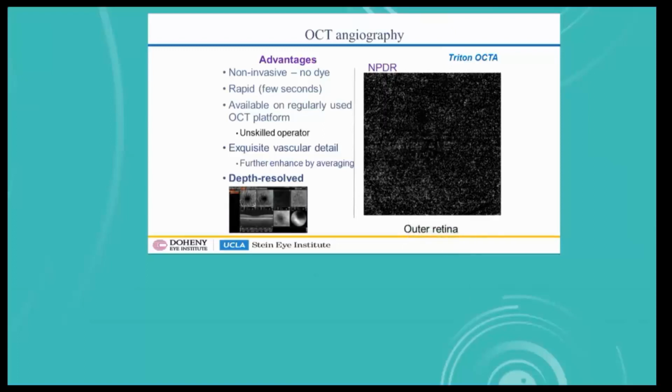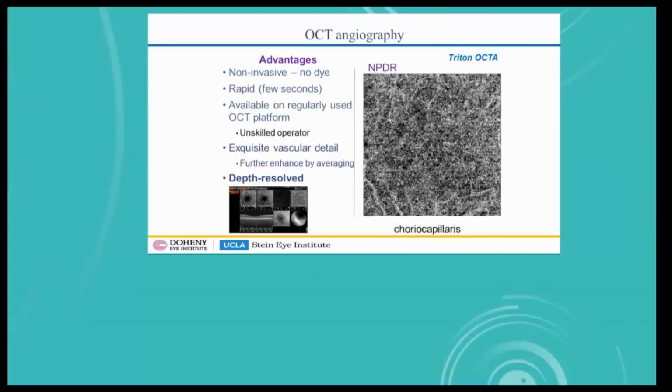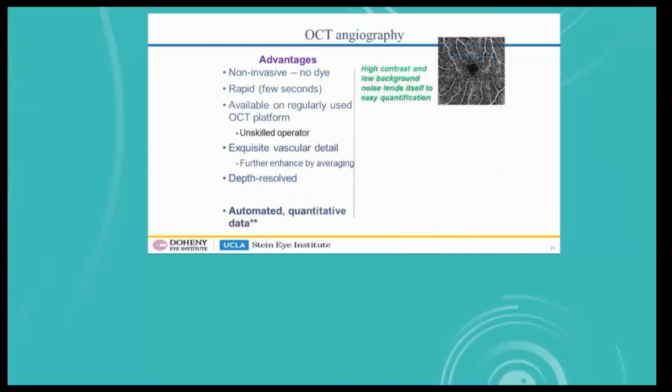And of course, we don't have to stop there. We can go down through the outer retina and actually visualize the choriocapillaris as well. But it's this great contrast, this ability to actually distinguish vessels from non-vessels, that really lends OCT angiography to quantification. And when you think about OCT, what made OCT really take off? One of the things, in clinical trials at least, was that it gave us automatic quantitative information. So that's something that OCT angiography can give us as well.